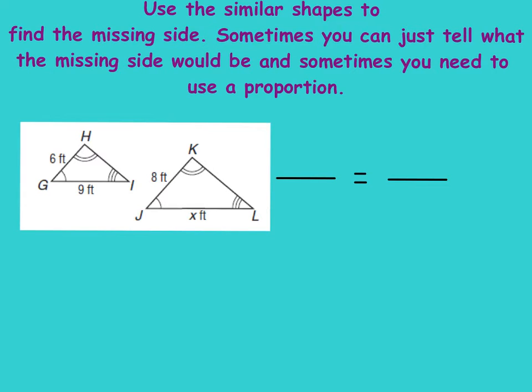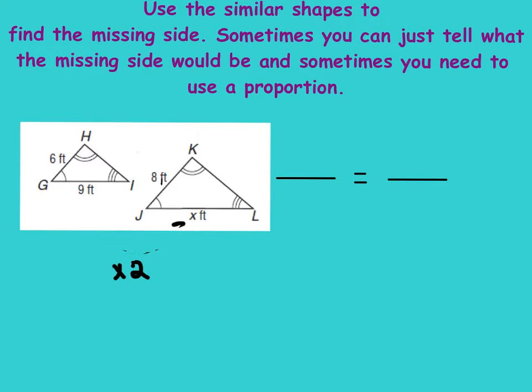What I mean by sometimes you may just know what it is is, for example, if this wasn't an 8 here and it was a 12, we could look at the two similar triangles and say, well, in order to get from 6 to 12, I would have to multiply by 2. Therefore, in order to get from 9 to x, I would also have to multiply by 2. So sometimes it's okay to just look at the picture and you'd be able to tell what the missing side is.